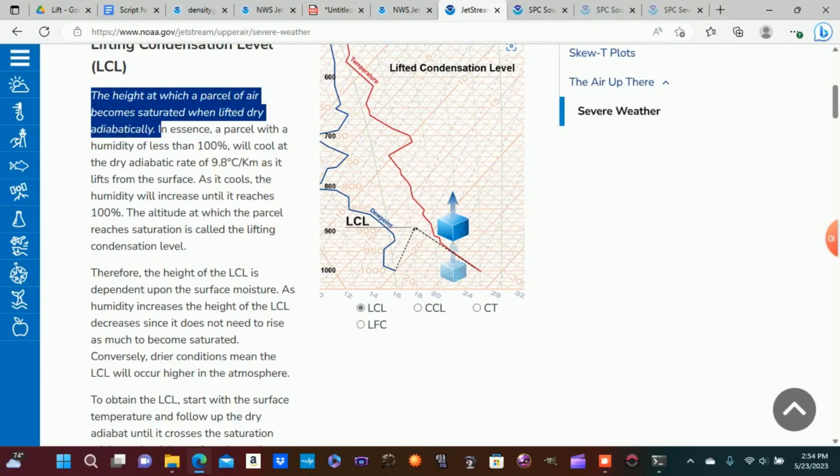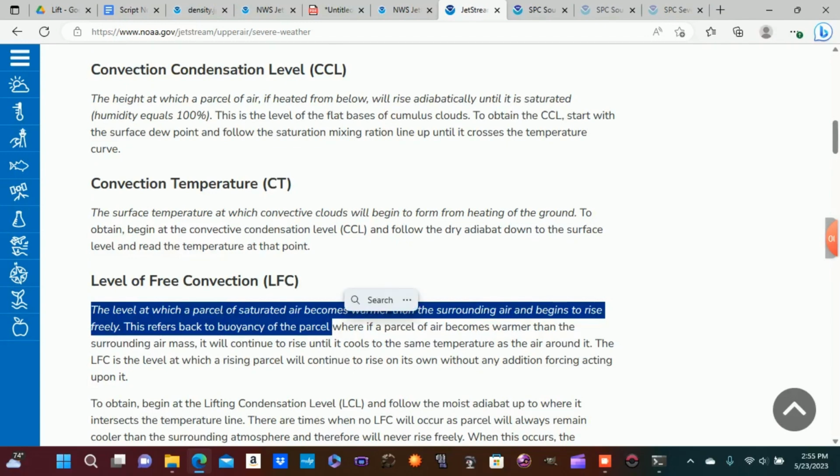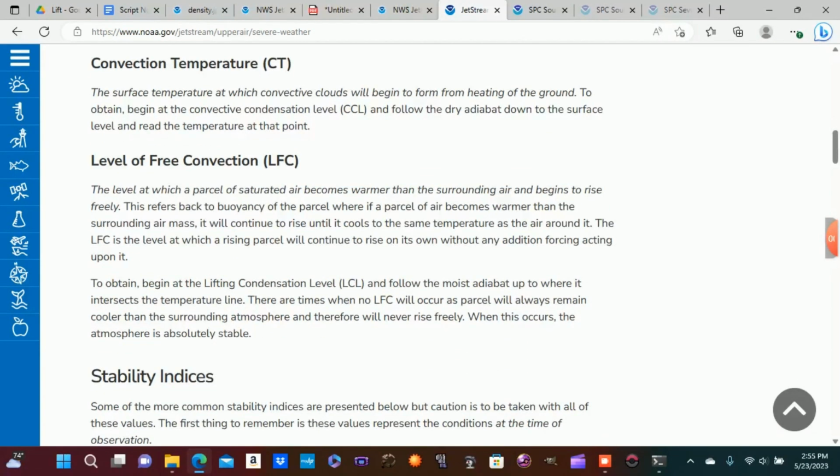Once condensation occurs, the parcel is going to parallel the moist adiabats, because now the water vapor in the air has now condensed. So it is now fully saturated and relative humidity equals 100%. So the parcel is now going to parallel the moist adiabats, the lines that are going from the bottom up to the top. Once the parcel becomes warmer than the surrounding environment, that is your red temperature line here, that is where it reaches the level of free convection. So the level of free convection is a level at which an air parcel of saturated air becomes warmer than the surrounding air and begins to rise freely. And so this is where the instability will come from.